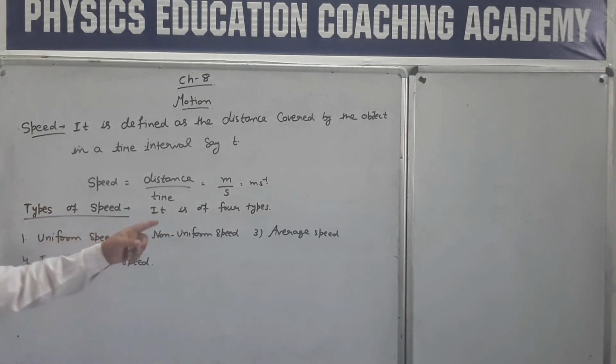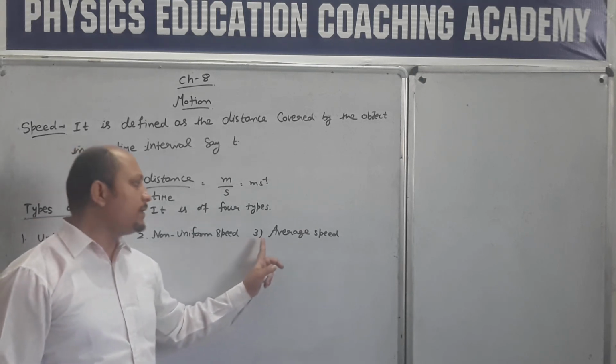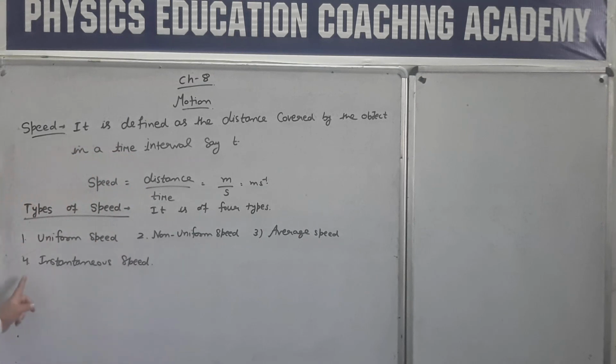Types of speed. It is of four types. First one is uniform speed. The second is non-uniform speed. The third one is average speed. And the fourth one is instantaneous speed.